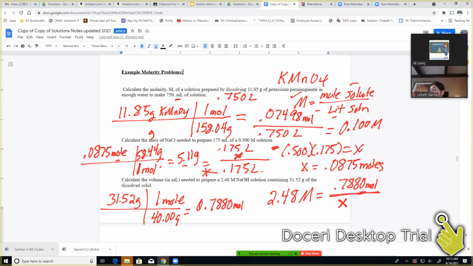All right, so I'm trying to find X. So this one is a little bit more algebra. If I bring my X up here, it becomes 2.48 X is equal to 0.7880, right? Divide each side by 2.48. So that cancels. This is what I'm interested in. So when you do that, you get 0.318 liters.